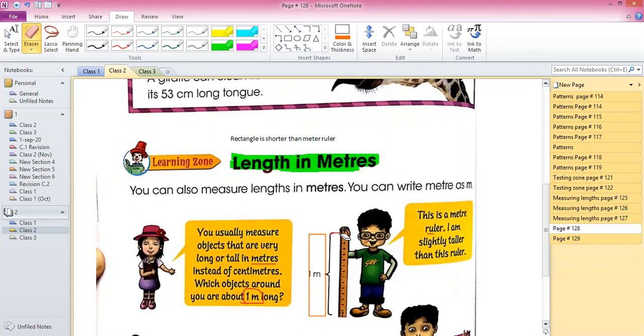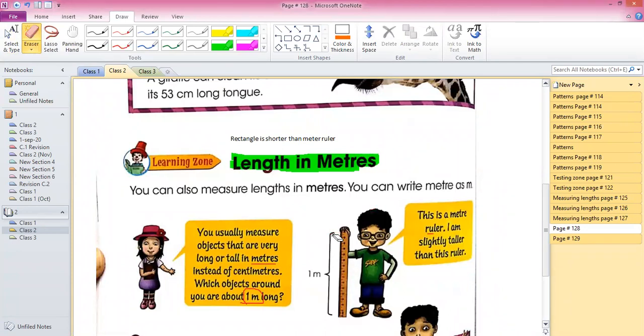So look at this ruler, guys. This ruler is 1 meter. Okay, this is a meter ruler, and the whole ruler is equal to 1 meter. If you look at this boy, you can see that this boy is slightly taller than this ruler. That means you can say this boy has more height than this ruler. He is taller than the ruler.